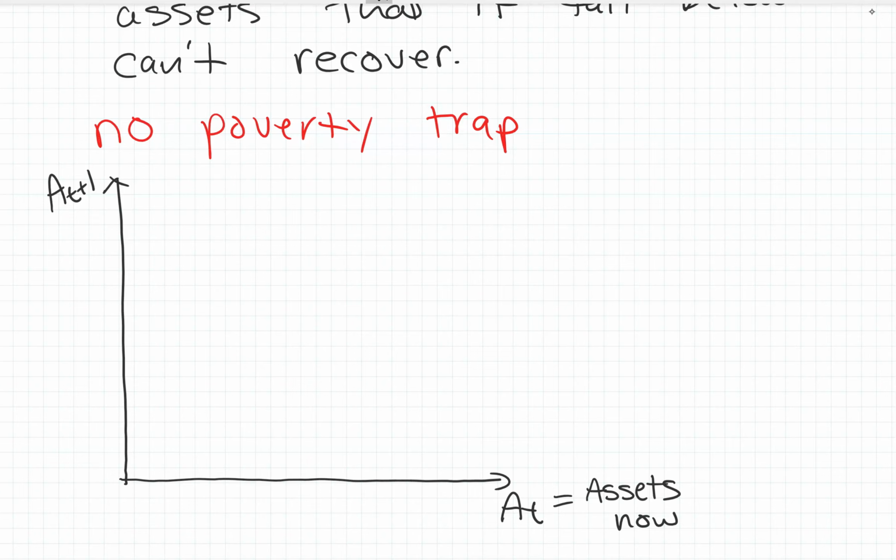And then there's some line I'll put here. Mine might not be exact. I probably should have measured it, but oh well. This is a 45-degree line. 45-degree line means this. I'll erase this in just a second. It means A_t and A_t+1 are equal.